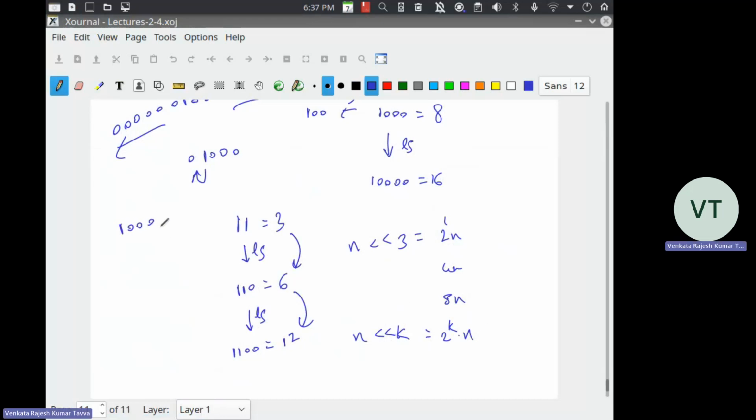Similarly, suppose I start with 8, if I do a right shift, which means this last bit is erased, what am I getting? Divided by 2. So this is 4. If I again do a right shift, this right bit is erased, I am getting 2. Again, if I do a right shift, this bit is erased, I am getting 1. So if I have n, if I do right shift one time, what am I getting? n by 2. If I do right shift 2 times, n by 2 square. If I do right shift k times, n by 2 power k.